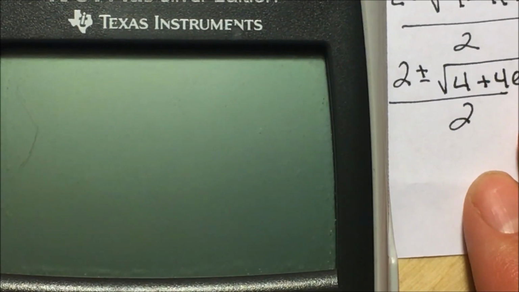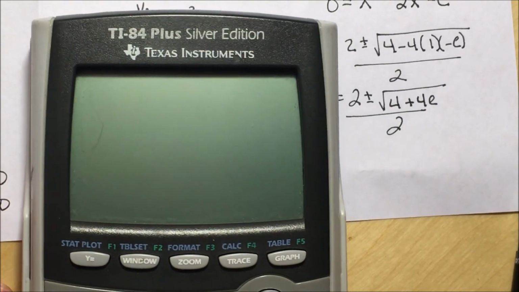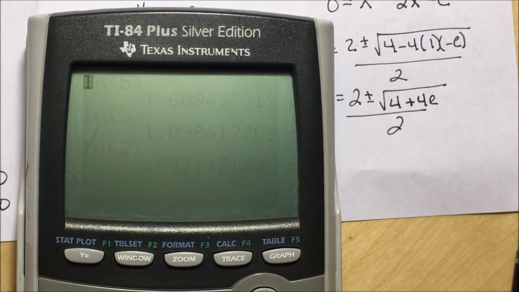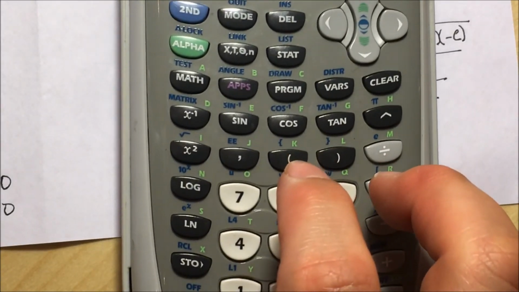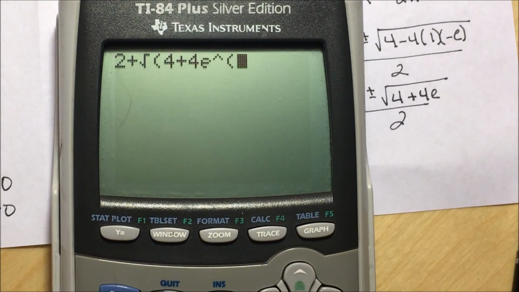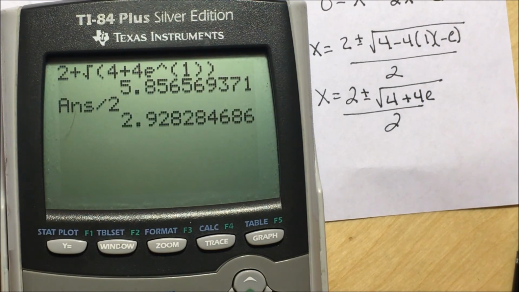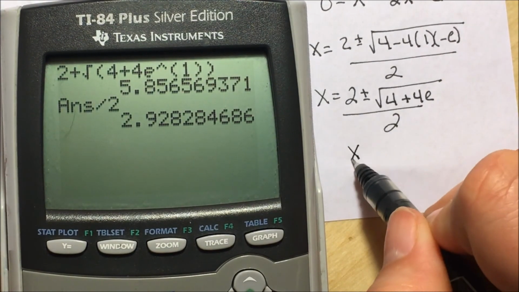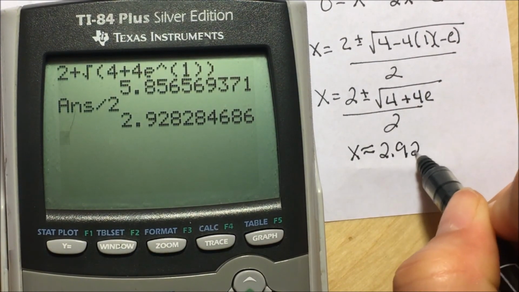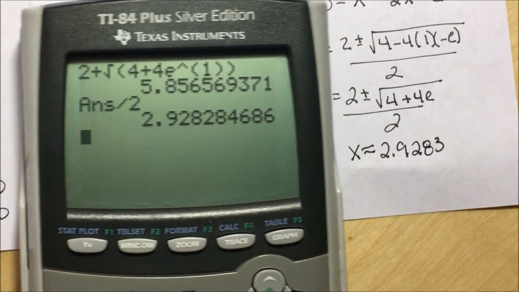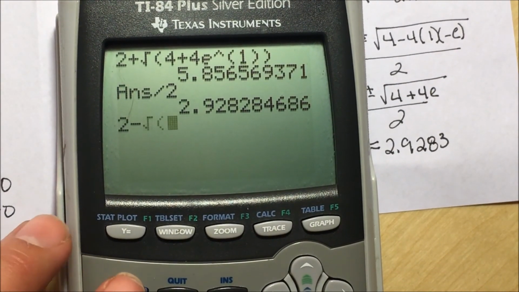Let's get that in focus. Let me zoom out a little bit. There we go. Okay, so first 2 plus square root 4 plus 4, and now e is on the natural log button, but it's in blue at the top, so you'll have to hit second and then natural log, and it's e to the power of 1. Divide that by 2. So one of our solutions is approximately 2.9283.